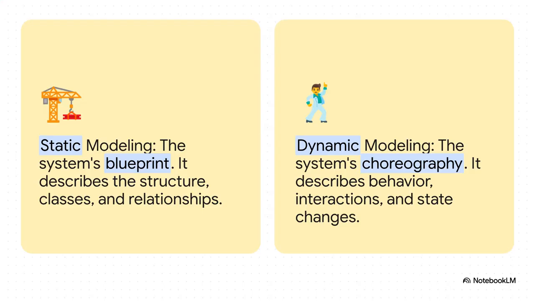So UML diagrams really break down into two main types. First, you've got static modeling. This is like the blueprint of a car. It shows you the engine, the wheels, the chassis, all the parts and how they're put together. It's the structure. Then you have dynamic modeling. This is like a video of the car driving. It's the choreography. It shows you how all those parts actually work together over time.